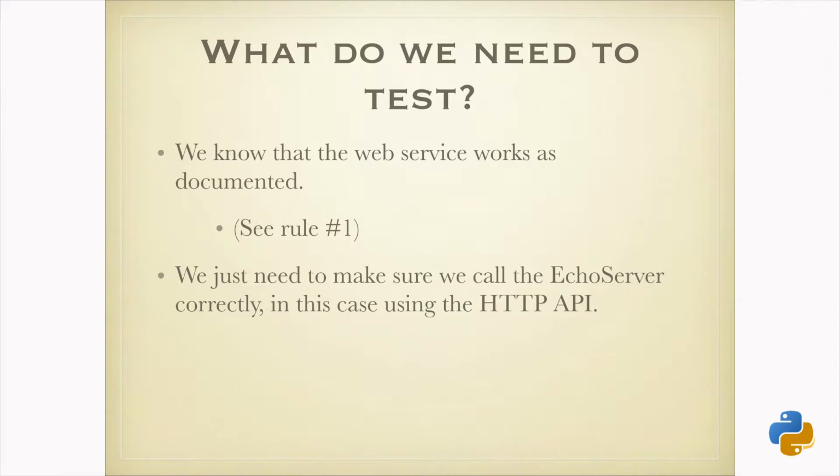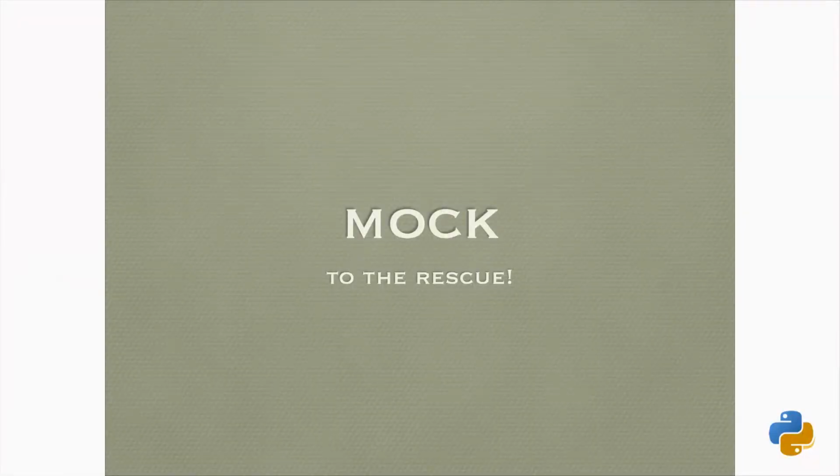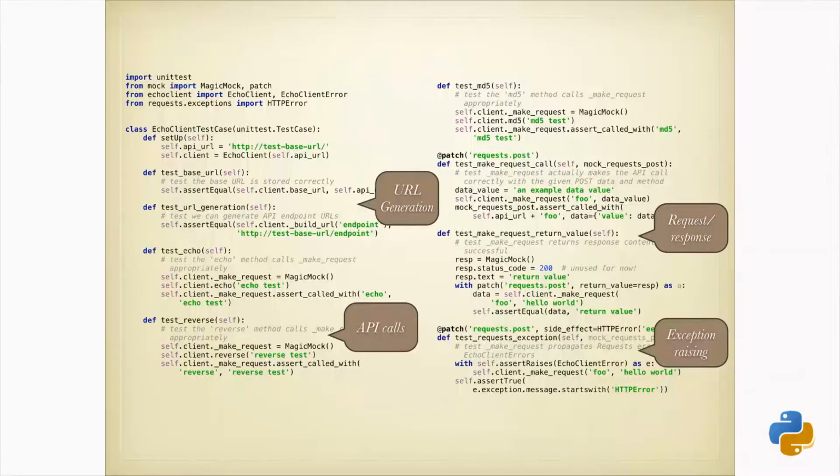So what we need to do is just make sure we call the Echo server correctly, in this case using the HTTP API. So how do we do that? Well, we need to decouple our external service calls from our client library code. And so this is where the Python mock library comes in to help us. Mock to the rescue. So we can use mock to decouple the remote service from our library code. So then we can devise some tests that look a little bit like this.